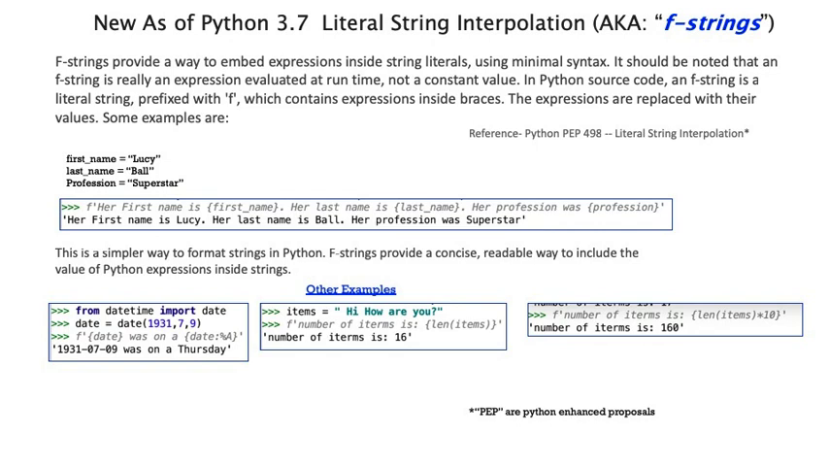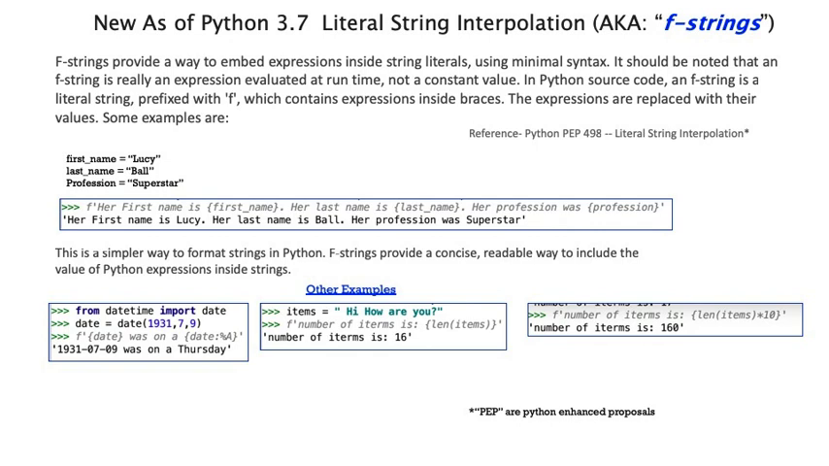So we expect that when we print this out, all of these three variables, first name, last name, and profession, will be replaced with their corresponding strings. So indeed, that's what happened. Her first name is Lucy, her last name is Ball, her profession was Superstar. This is a simpler way to format strings in Python. F-strings provide a concise, readable way to include the value of Python expressions inside strings. And again, you won't be able to make use of this before Python version 3.7.